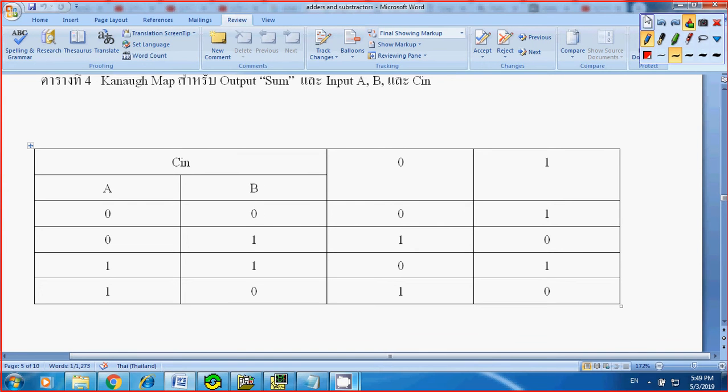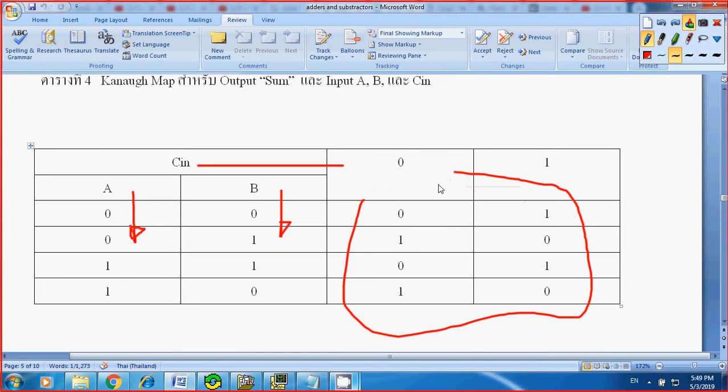And to create the Karnaugh map, just take a look at this quickly. This is your input Cin. Okay, you have Cin as your 0 and 1, this is your A input, and this is your B input. So you have, as in the truth table, 0 0 1 1 for input A, and 0 1 1 0 for input B. And this part is your output sum.